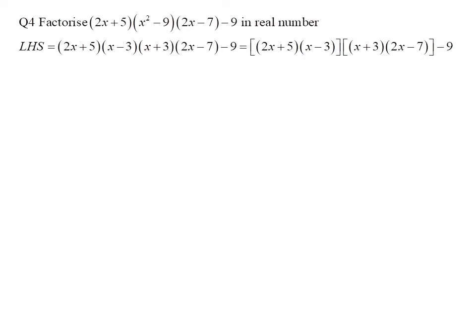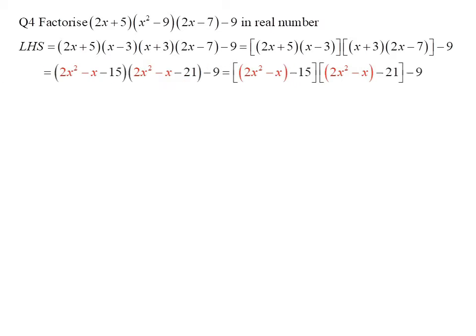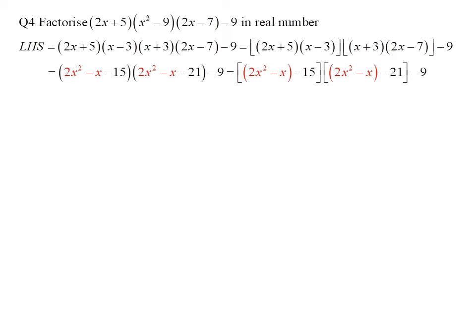Then we group the factor x minus 3 together with the factor 2x plus 5, while the factor x plus 3 is grouped with the factor 2x minus 7. Here we use two sets of square brackets to group them. After expanding the factors in each square bracket, we have 2x squared minus x in both parentheses. They are showing in red color here.